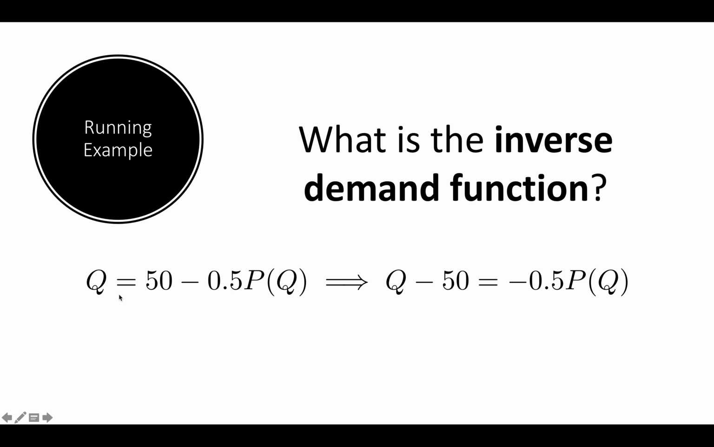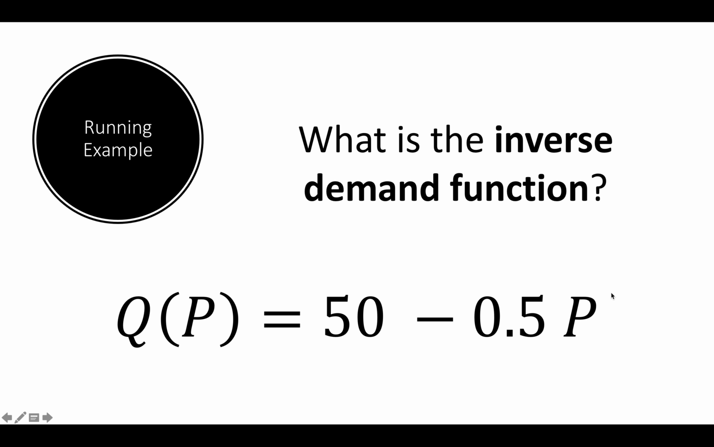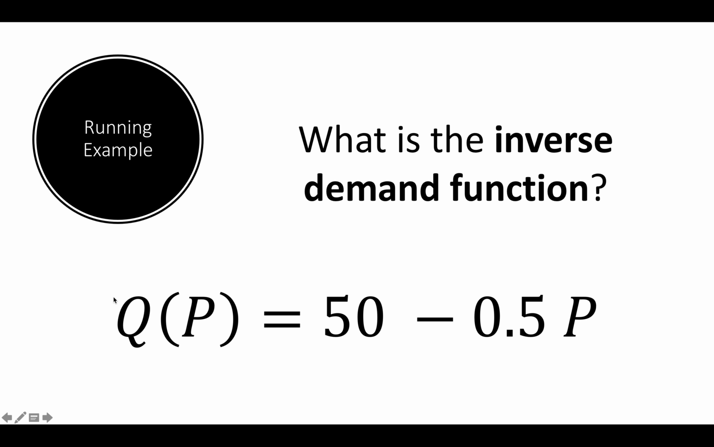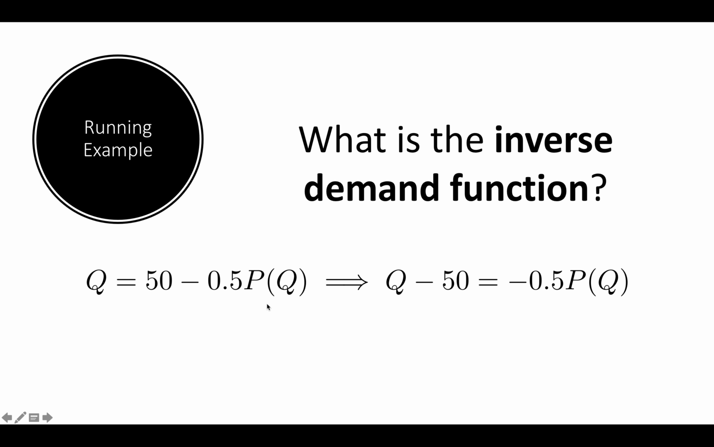So, if you look at what I've done here, I've taken the P and I've replaced it with a P of Q, because I started out with a Q of P, and so it's just a notational thing. This is a function Q and it takes P as an argument. Well, I now want a function P that takes Q as an argument. So I've just replaced it with P of Q here.